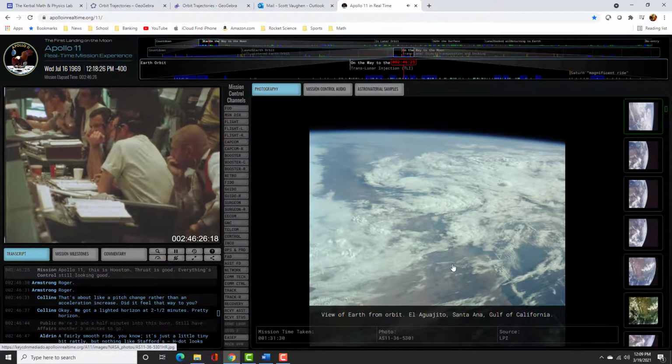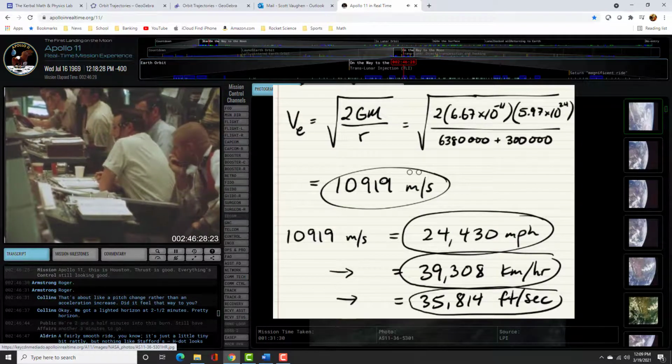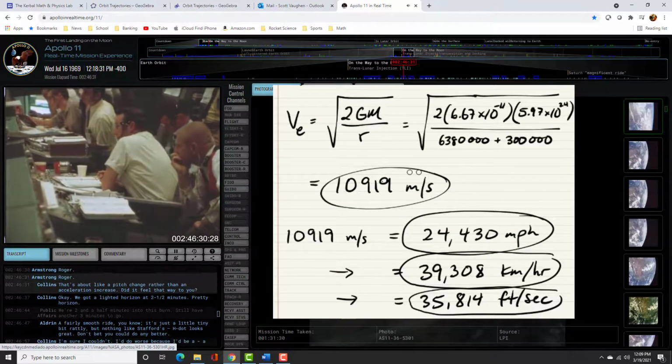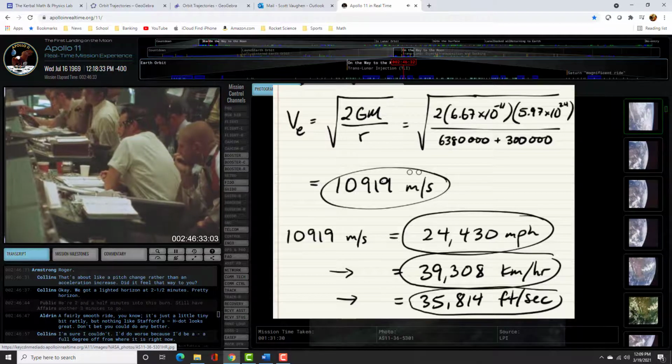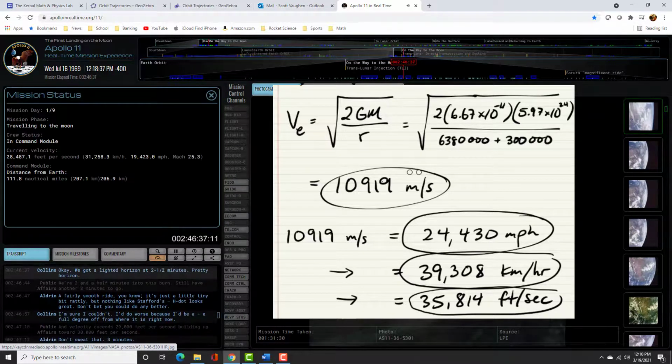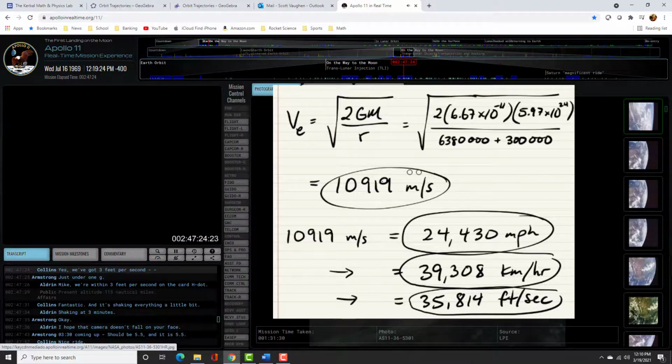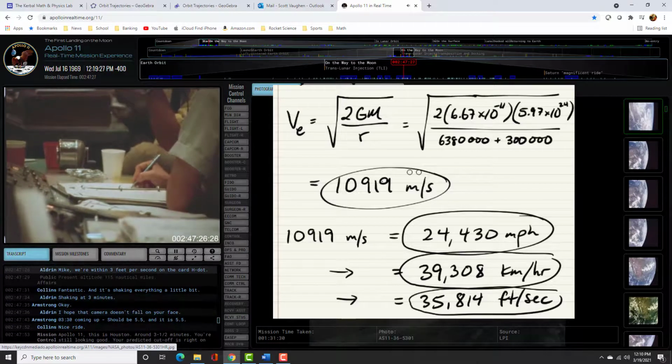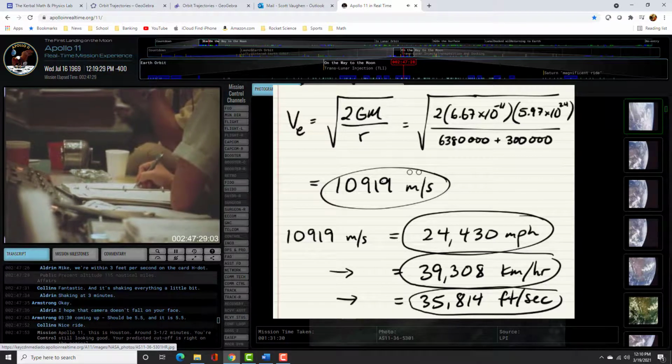Remember, we're looking to see how close they get to 35,814 feet per second, which would be the theoretical escape velocity at an altitude of 300 kilometers. The engine burn here takes about 6 minutes, and I'm watching both the current velocity increase and the distance from Earth increase.